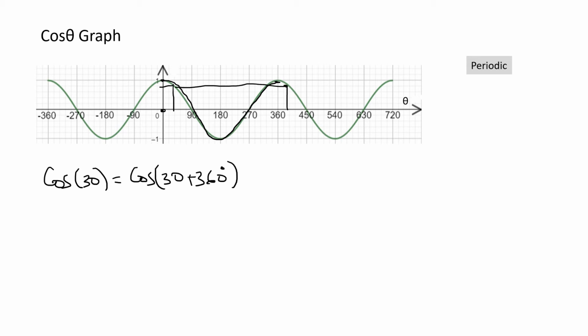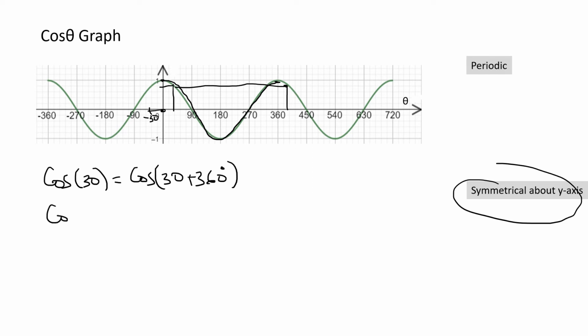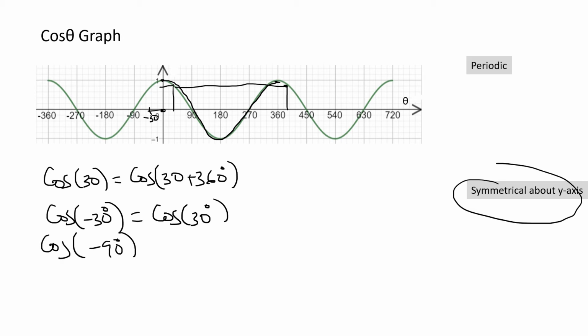You see the same shape, they are the same angle. So it's periodic and symmetric about the y-axis. You can clearly see, minus 30 is the same as 30. So which means cos minus 30 degrees is the same as cos 30 degrees, or cos minus 90 degrees is the same as cos 90 degrees.